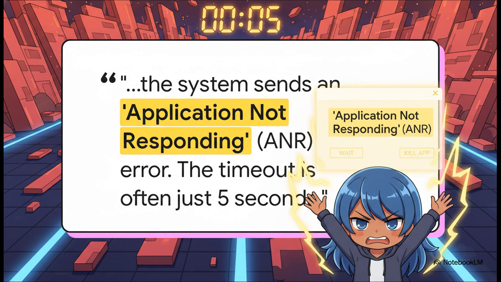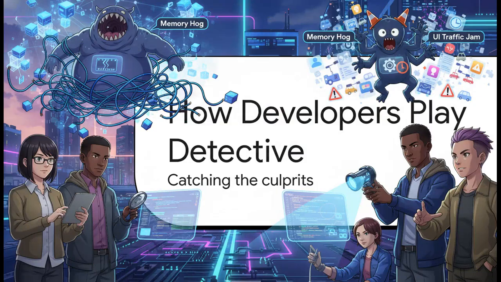And your phone's operating system? It's not very patient. If that main highway is blocked for too long, and we're often talking just 5 seconds, the OS basically gives up. It just throws its hands in the air and pops up that message we all dread, application not responding. You know the one. It asks if you want to wait or just put the app out of its misery. So there you have it, our two main culprits, the memory hog and the UI traffic jam.